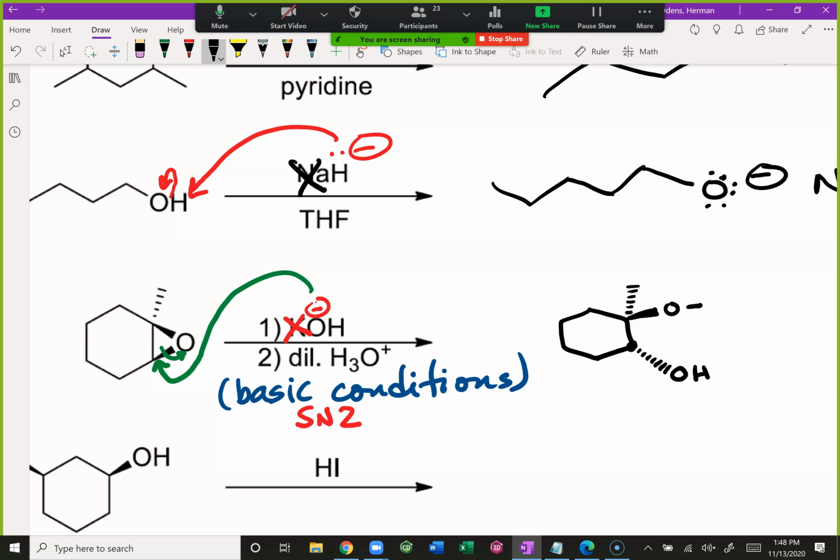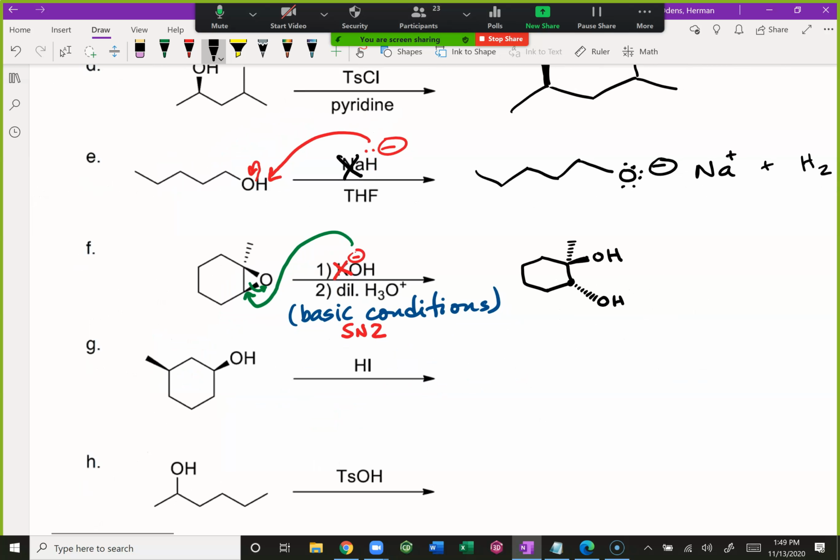So you're here. This is step 1, and then step 2 is adding a little bit of diluted acid in water. That simply puts an H right there, and you're done with that reaction. So that's the second step, protonation. It's also known as workup. Okay. Wow, I have one more minute to spare.